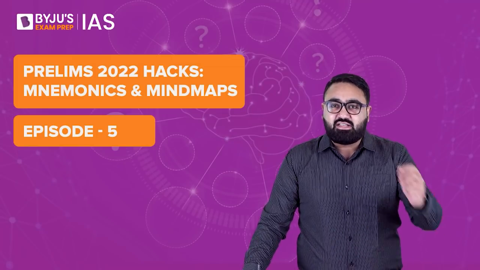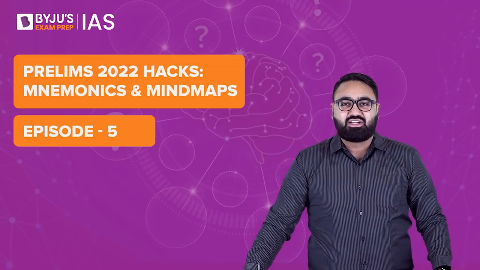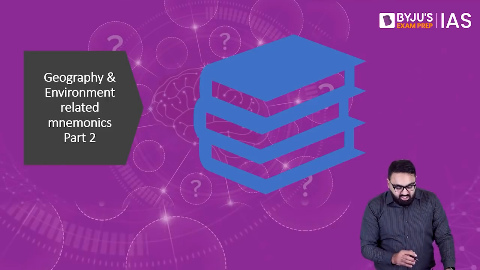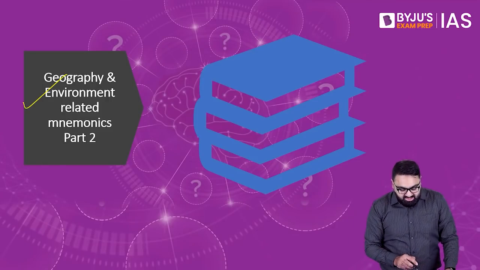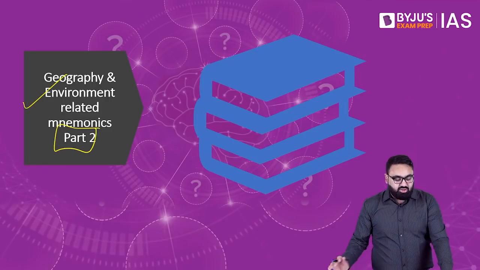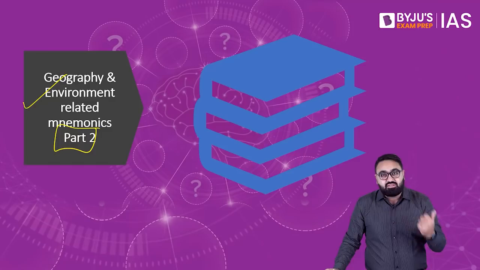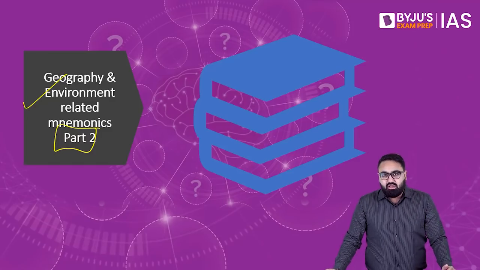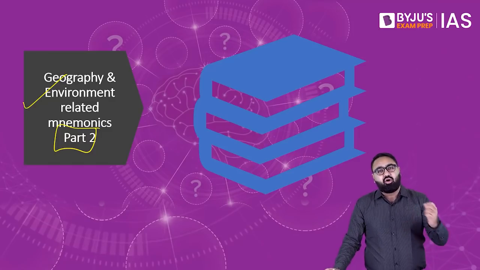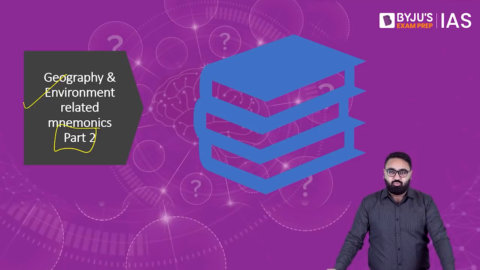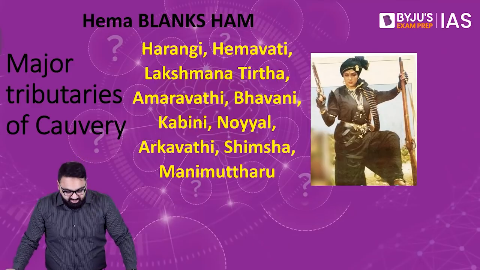Episode number 5 is just a continuation of the mnemonics that we discussed in the last episode, that was 4. So today we are continuing with the geography and environment related mnemonics. Do consider this as part 2 in the ongoing series. Today we will be discussing the important Ramsar sites, how to remember those. We will also be discussing certain important rivers and their tributaries, how to remember those, and some other important information related to geography and environment as subjects of the UPSC examination. Let's begin with the first one.